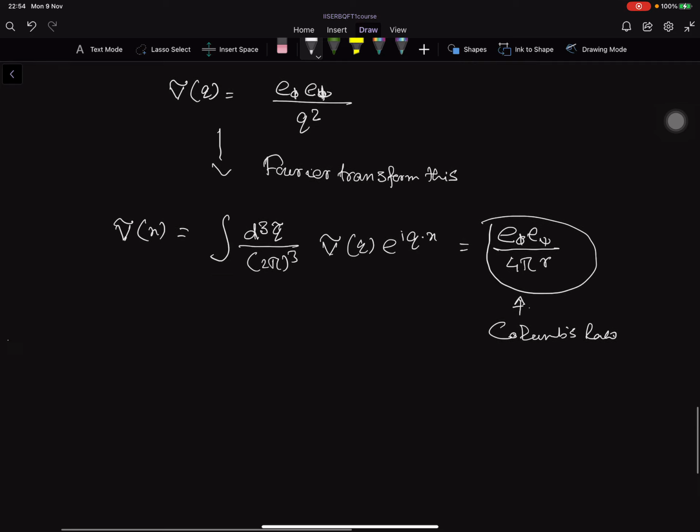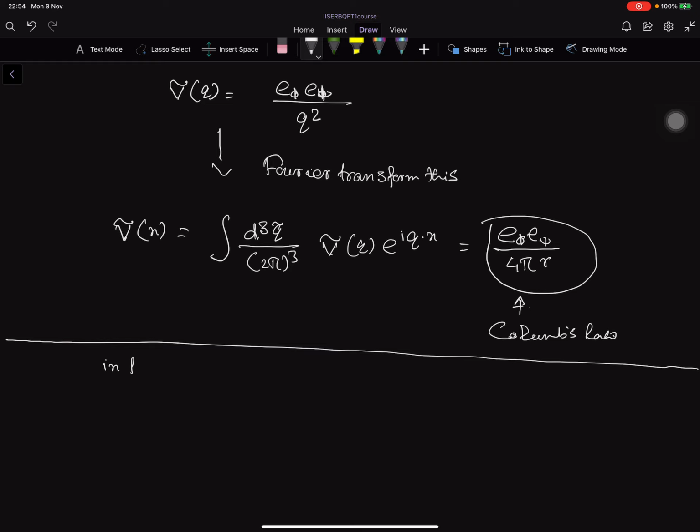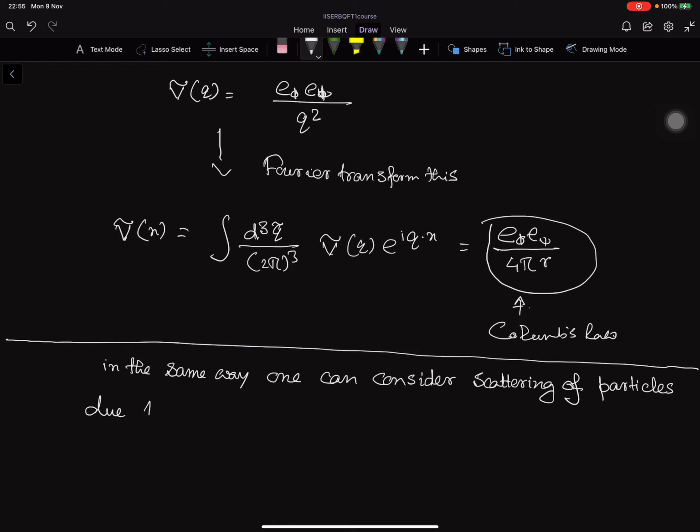Okay. In the same way, one can consider scattering of particles due to exchange of massless spin 2.